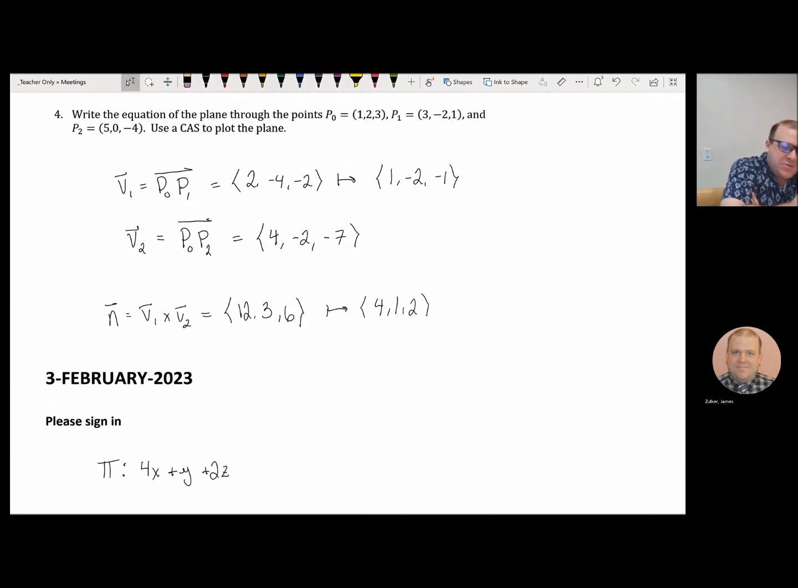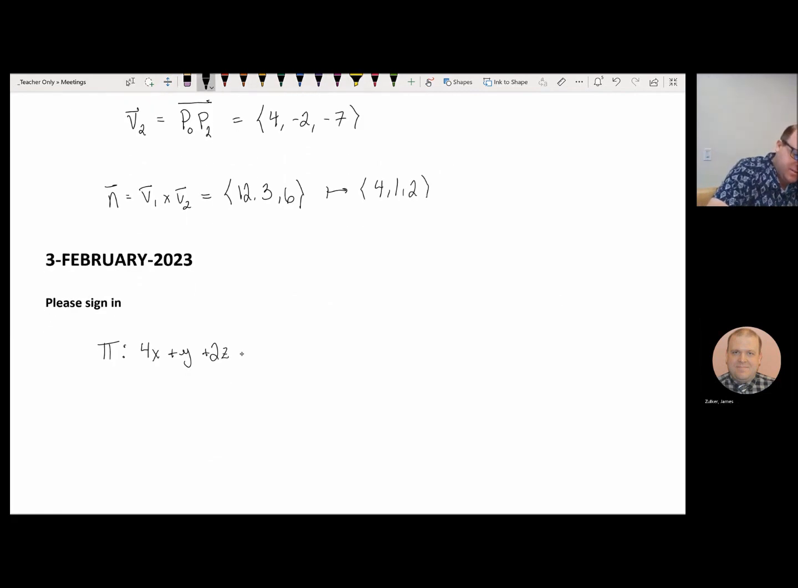That's -4 minus 2 is -6. -6 is -12. So D is -12. And that's our plane.